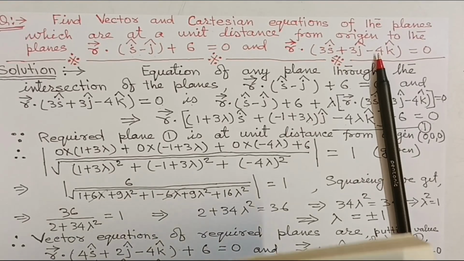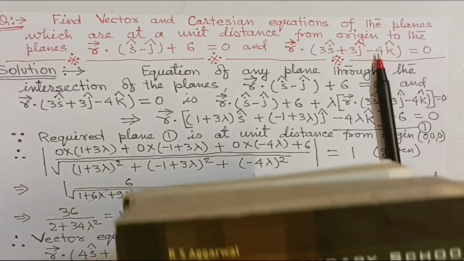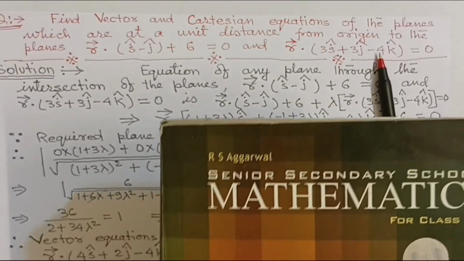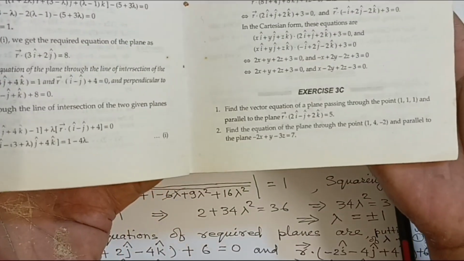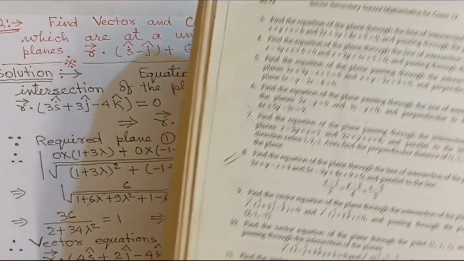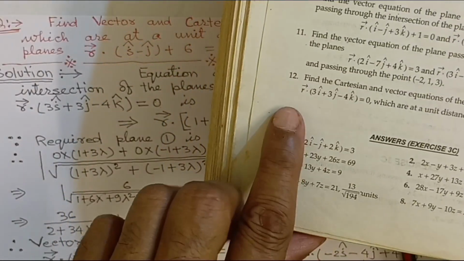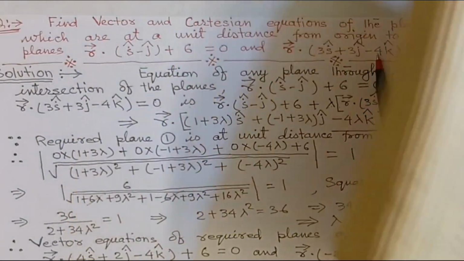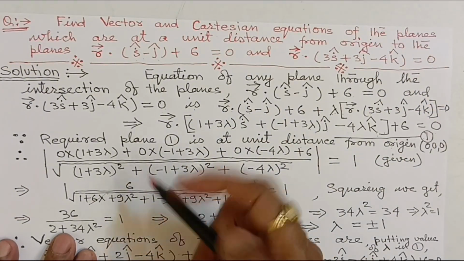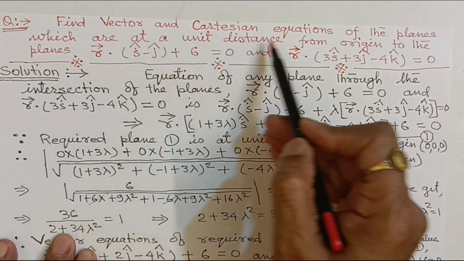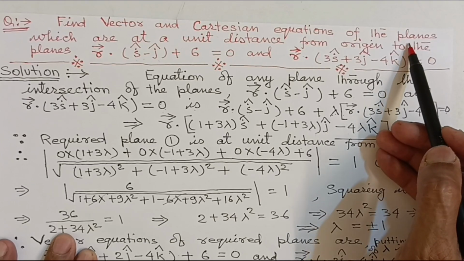Today, the most important question of R.S. Aggarwal in three-dimensional geometry, the plane, Exercise 3C, the last question here, question number 12, a very important question. The question is: find the vector and Cartesian equations of the planes.